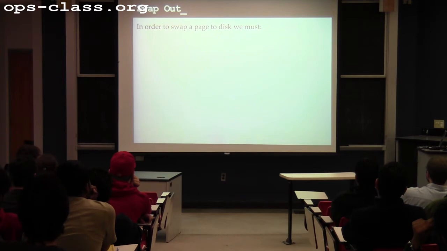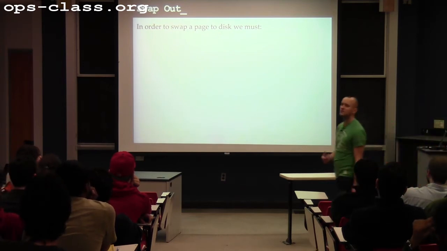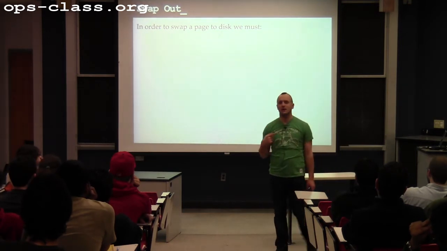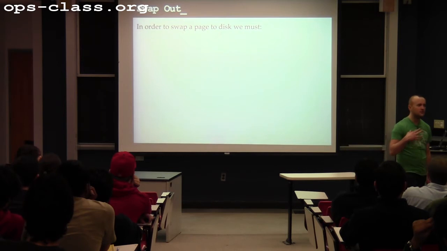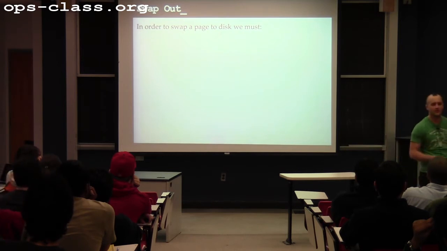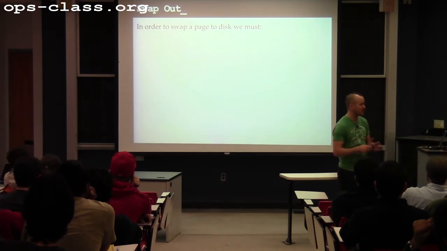Okay, so what do I have to do? Let's say I have a page. I found my candidate page, and we'll talk on Monday about how I locate pages to replace when I need memory. But let's say I found one. Let's come back to that on Monday. What do I need to do? What are the steps involved here to move a page to disk?